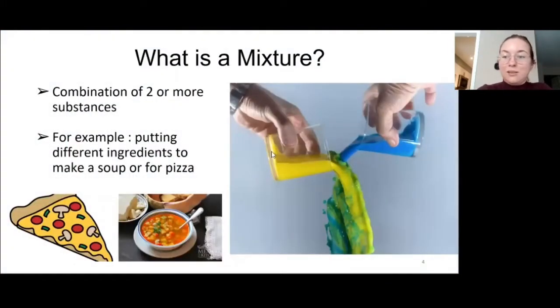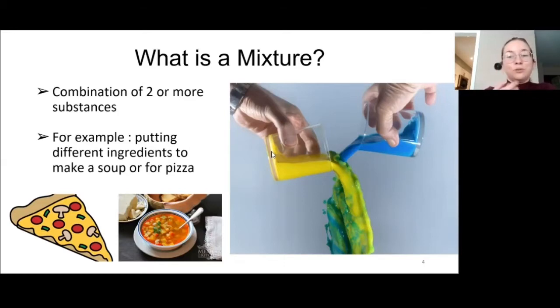So what is a mixture? We can define a mixture as a combination of two or more substances. In this picture, we see on the right, blue and yellow paint being mixed together and resulting in a green paint. We also have pizza on this slide.